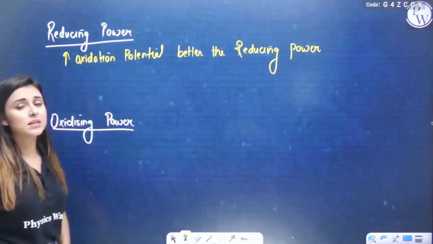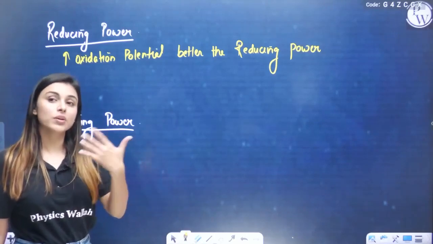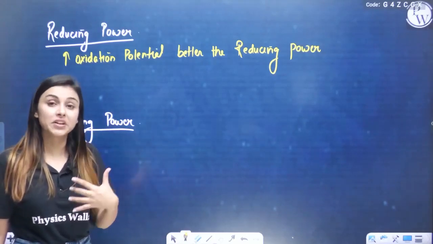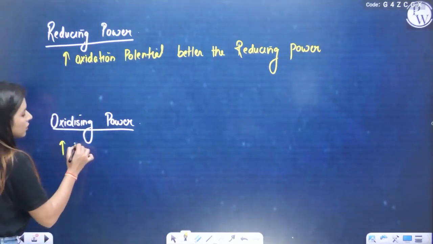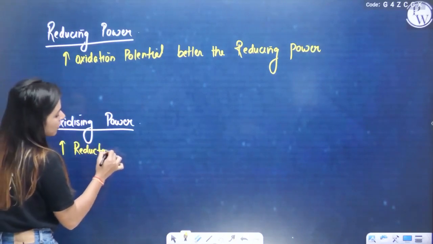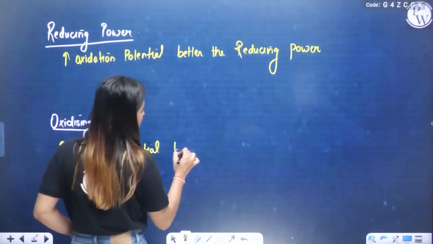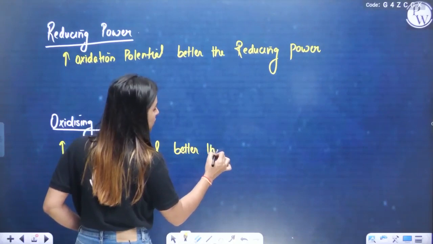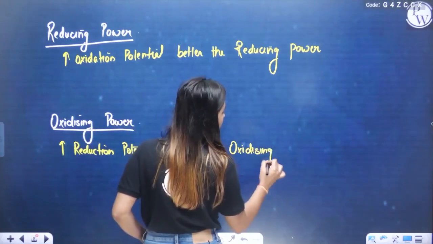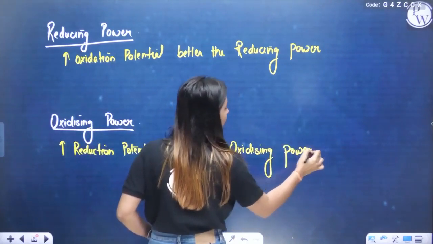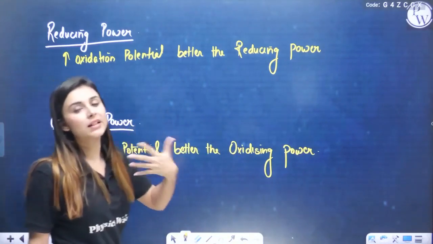If you talk about oxidizing power, this means the power to oxidize the other. If you are oxidizing the other, you are getting reduced. So you should have a better reduction potential. So you will say the more the reduction potential, the better the oxidizing power. This is how you will understand the reducing power and the oxidizing power.